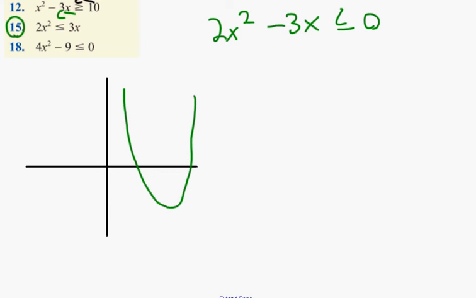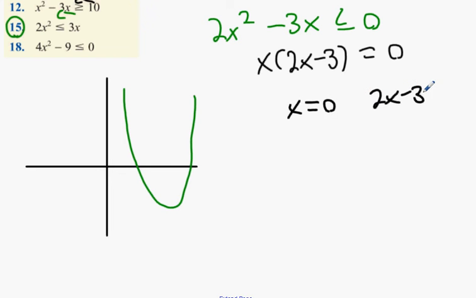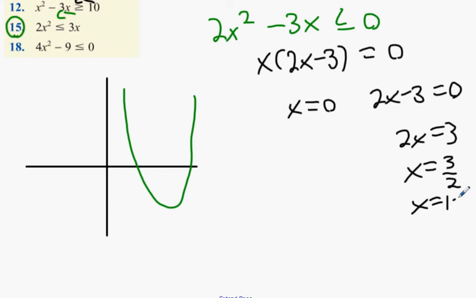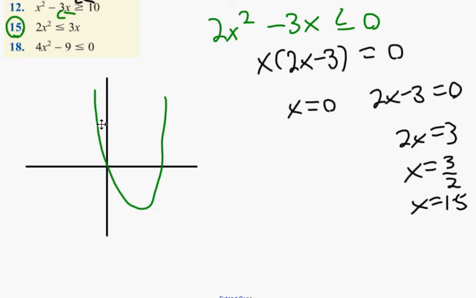Okay? So I solve it. I get x bracket 2x minus 3. I'm just going to put equals 0 for the time being. x equals 0 or 2x minus 3 equals 0. 2x equals 3. x equals, otherwise known as, 1.5. Where should my graph go? Is here good? No. Why there? So the x-intercept has to be 0 and the other x-intercept has to be 1.5.